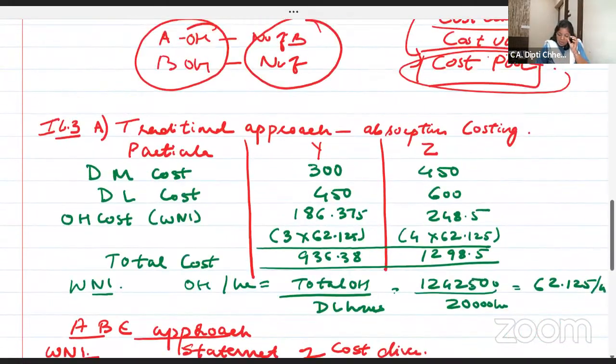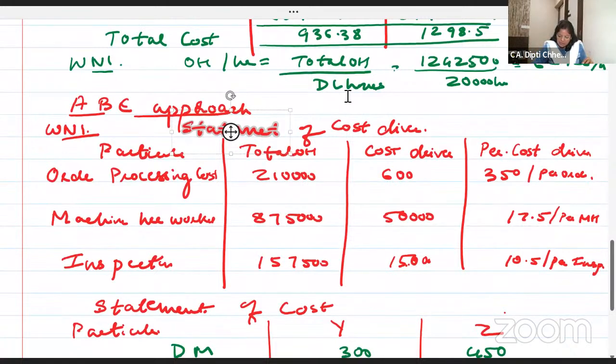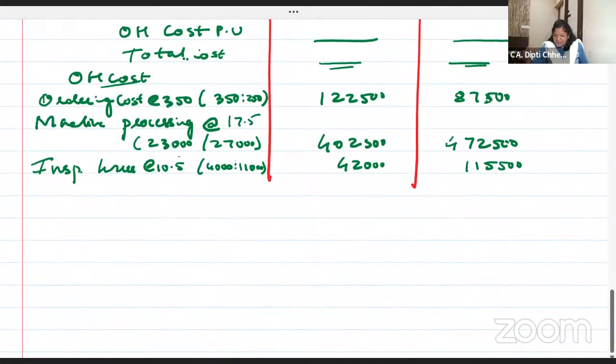See here, this same cost, किधर गया? हाँ, 1245,500 you have divided with 20,000 hours. Shortcut. Here this same, if you do the total, this is the same cost. 1242,500 में से ordering cost you have put in a different way. Machine cost you have put it in a different way. Inspection cost you have put it in a different way. And now do the total. 122,500 plus 402,500 plus 42,000. So that is 5,67,000 is total correct overhead.